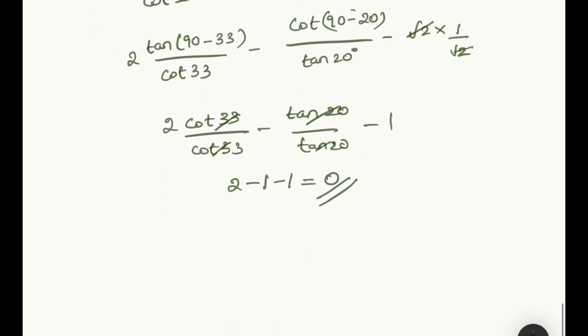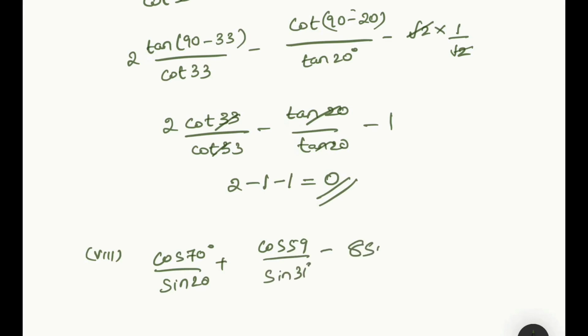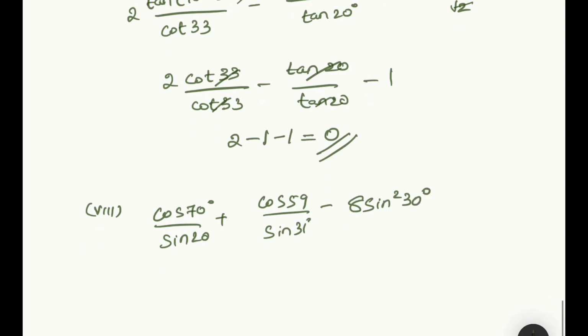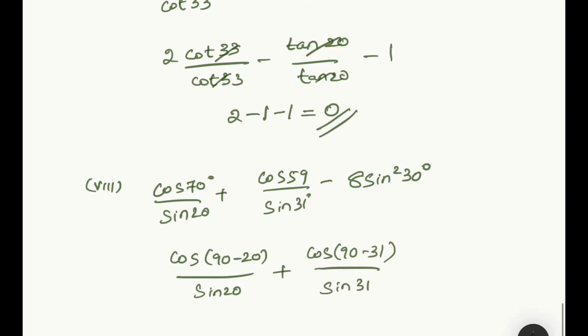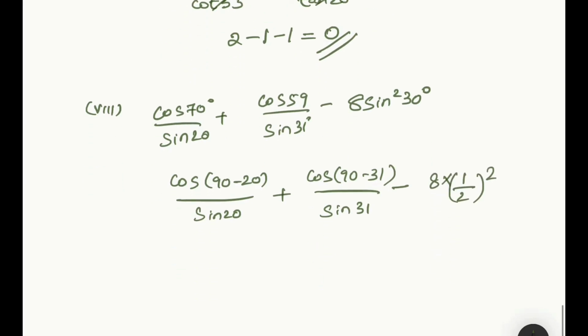Now let me do one more question from this main. That's our 8th question. Question number 8. Cos 70 degree by sin 20 degree plus cos 59 degree by sin 31 degree minus 8 sin square 30 degree. Okay. So again I am writing it as cos(90 - 20) by sin 20 plus cos(90 - 31) by sin 31 minus 8 into (1 by 2) whole square.